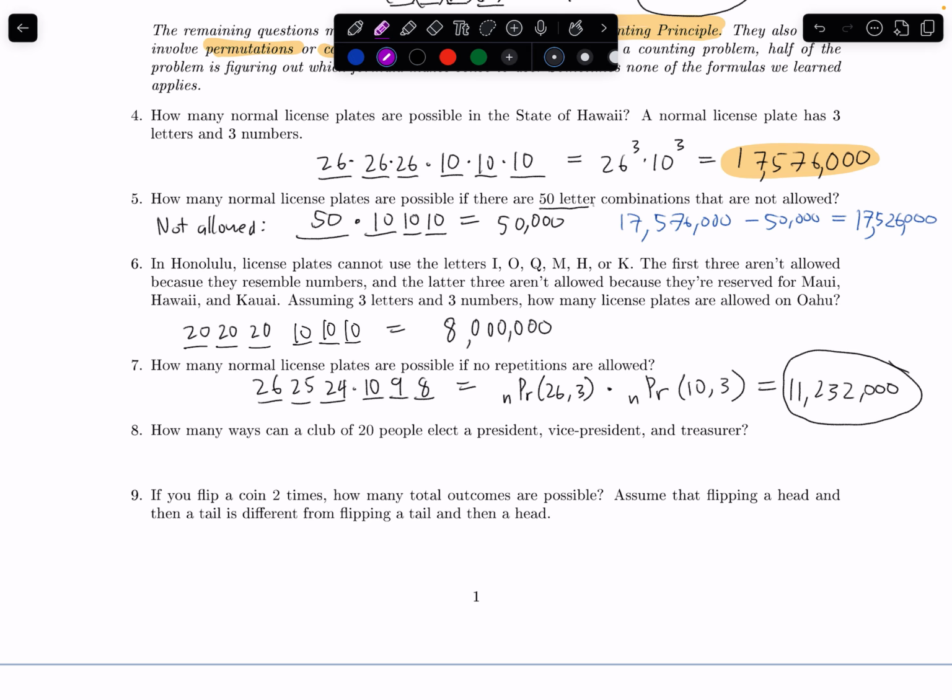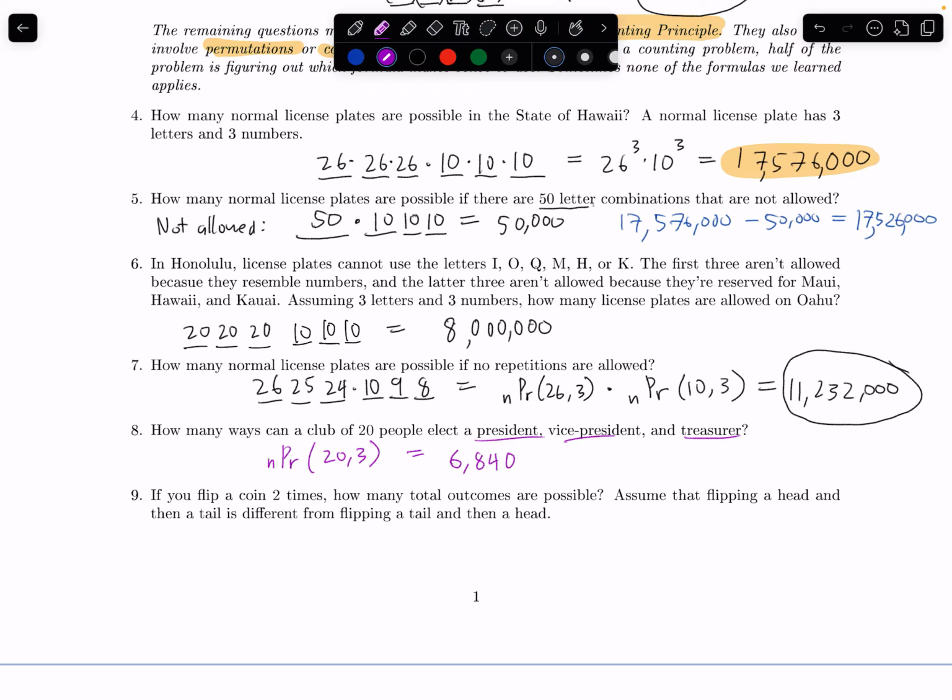How many ways can a club of 20 people elect the president, vice president, and treasurer? This should be an nPr question because I've got positions, and I've got 3 positions, bigger number first, smaller number second. All right, I'm just going to enter this into my calculator: 20 P 3, the permutation. And the answer is 6,840.